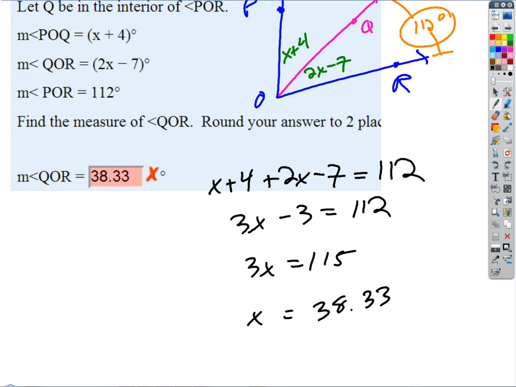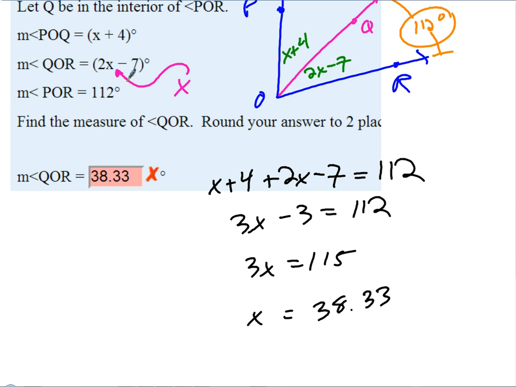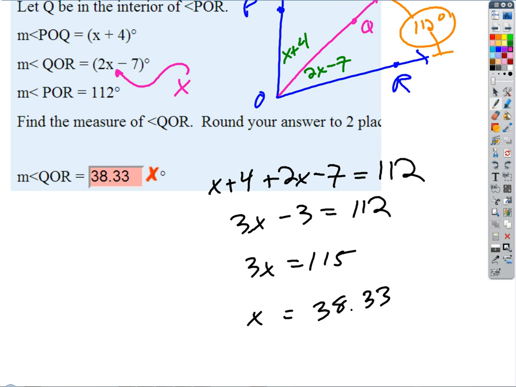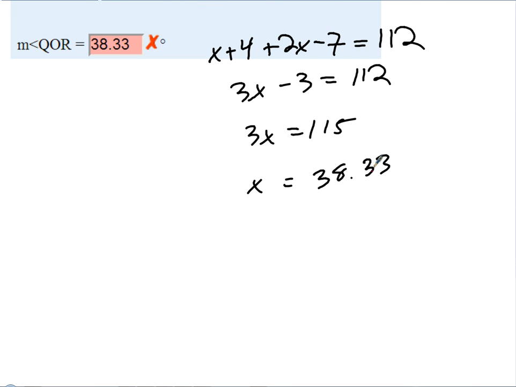It wants to know QOR, so I've got to take that value I just found for x and plug it in right there. But there is one other important thing that I need to tell you that I hadn't even remembered to tell you, but I will now. When I plug this back in, I don't want to use this number. I want to use whatever value the calculator gave me when I calculated 115 over 3.